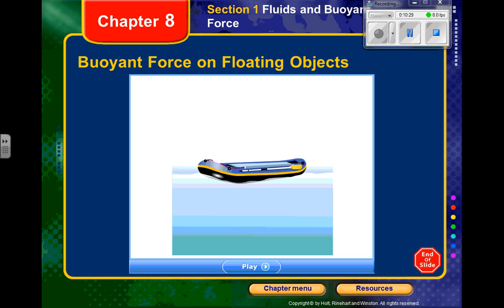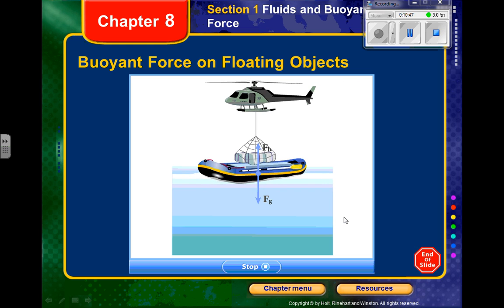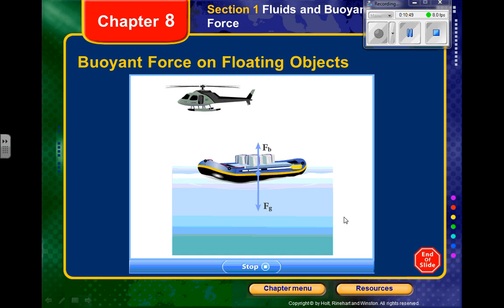All right. So what if you start putting weight on something that's floating? A raft that is floating is in equilibrium. That is, the net force on the boat is zero in the vertical direction. The downward force of gravity is exactly equal to the upward force of buoyancy. If we add cargo to the raft, its weight increases. Watch out. The raft will sink downwards.